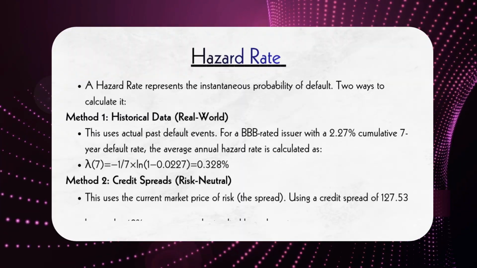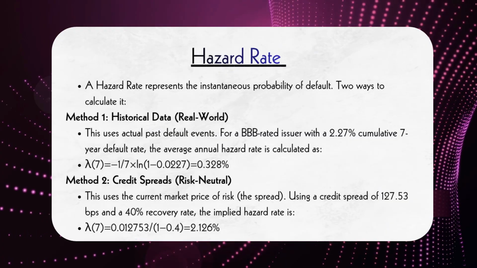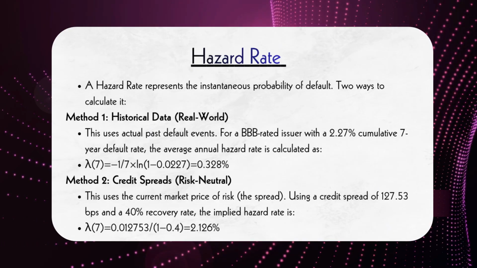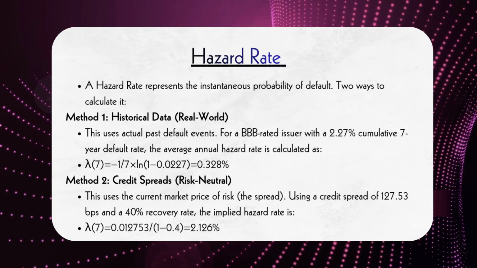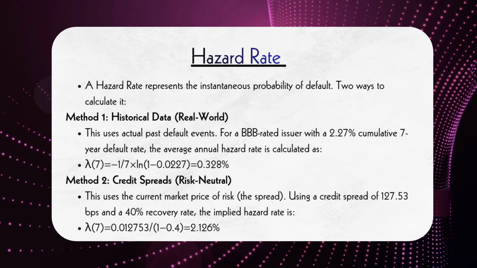Welcome to this session on comparing default probabilities. When we analyze credit risk, we look at two distinct sources of data: historical default rates and market credit spreads. To understand the gap between these two, we first calculate the average 7-year hazard rate using two different methods.